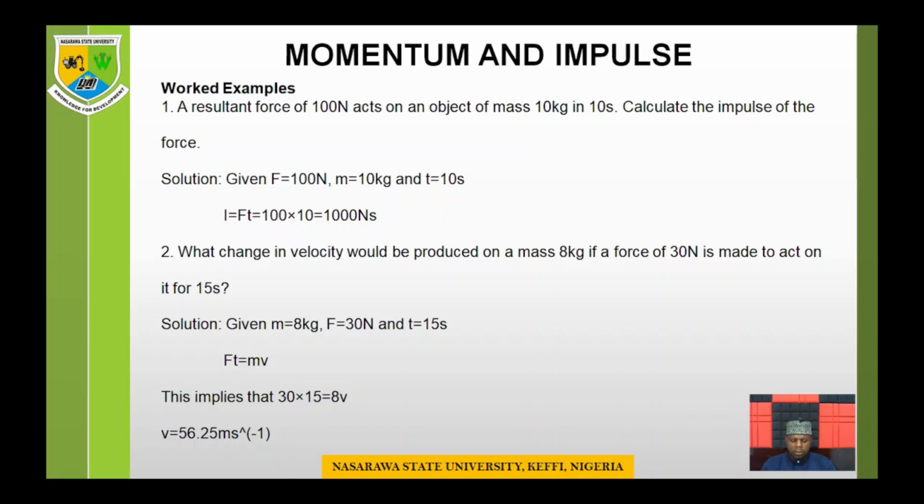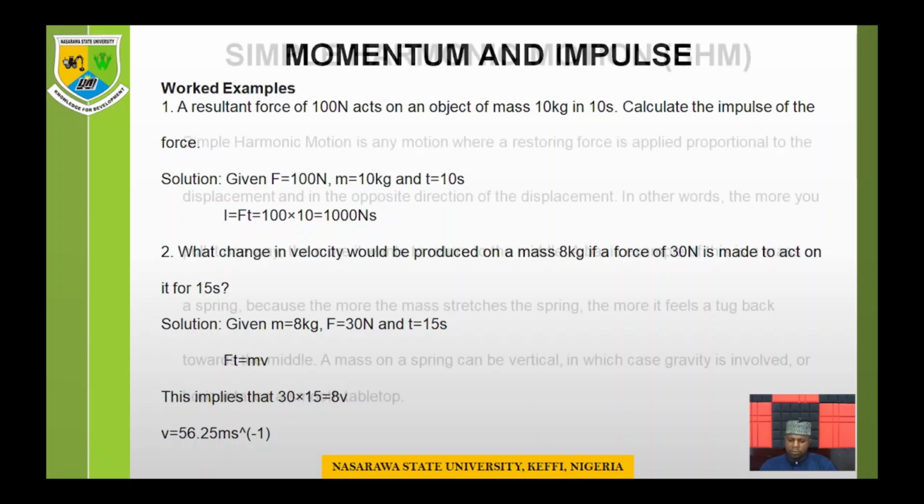So if we do the mathematics here, we have 30 times 15 equal to 8v. To find v, we make v the subject of the formula, and that will give us 30 times 15 divided by 8. If we do the mathematics, the final result is 56.25 meters per second. That is the change in velocity that would be produced on a mass of 8 kg if a force of 30 Newton is made to act on it for 15 seconds.